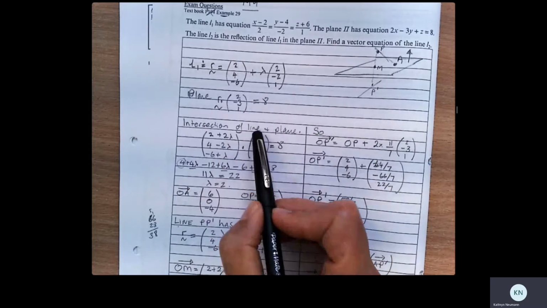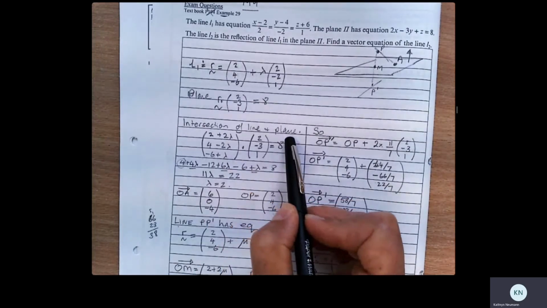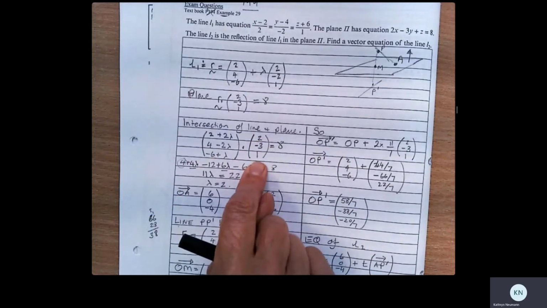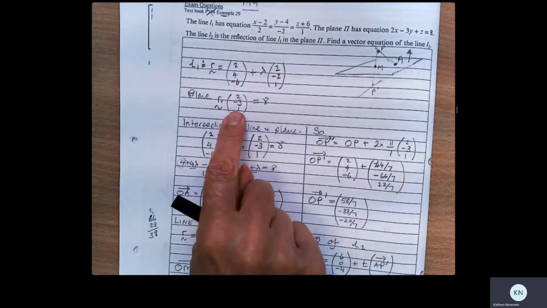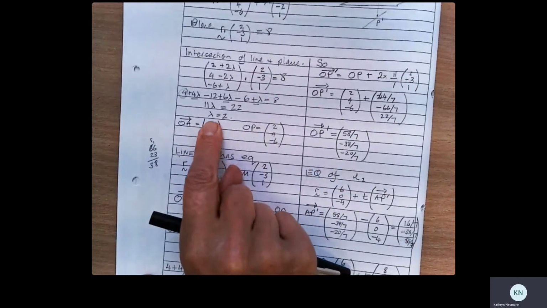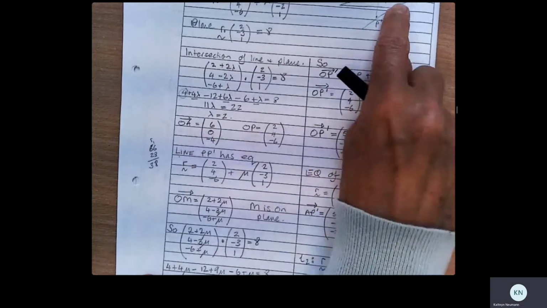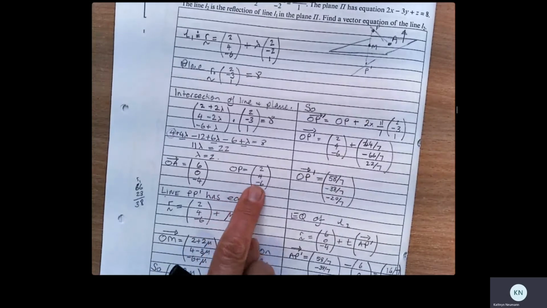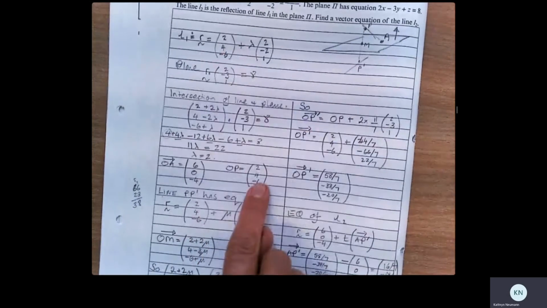First of all, find the intersection of the line and the plane. So I'm going to put my general point for the line, do the dot product with the normal for the plane, and it's going to be equal to 8. And that gives me lambda is 2. So I can now work out the coordinates of the point where the line meets the plane. So that's O to A. I know what O to P is. I know this point here is 2, 4, minus 6.